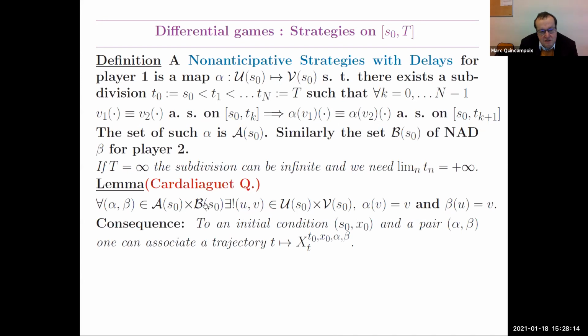representing the strategies as they are. So we can put any game in normal form. To any pair of strategies, we associate a trajectory, which is nothing else but the trajectory associated with the pair of controls which uniquely represents the strategies.